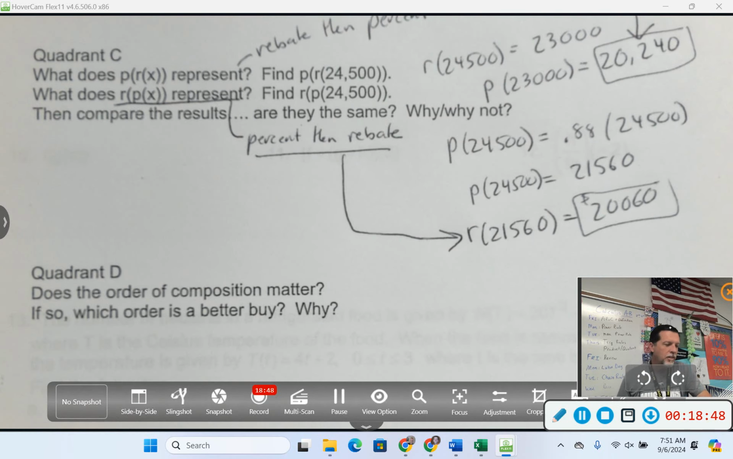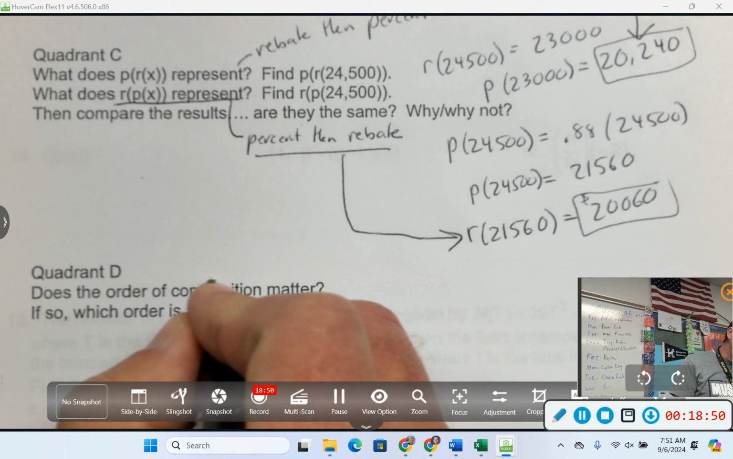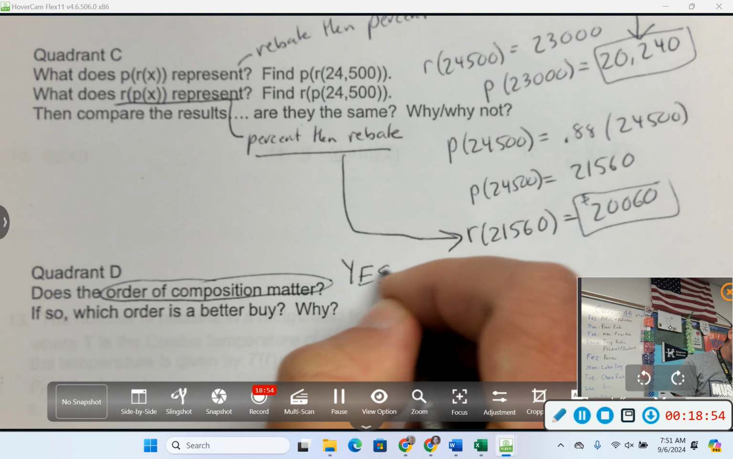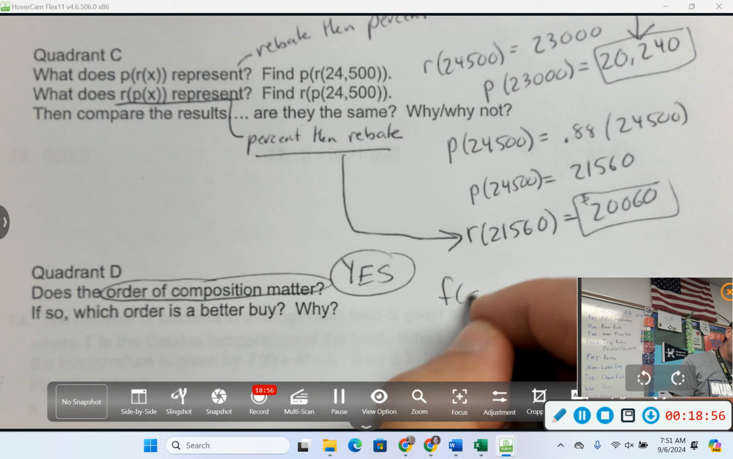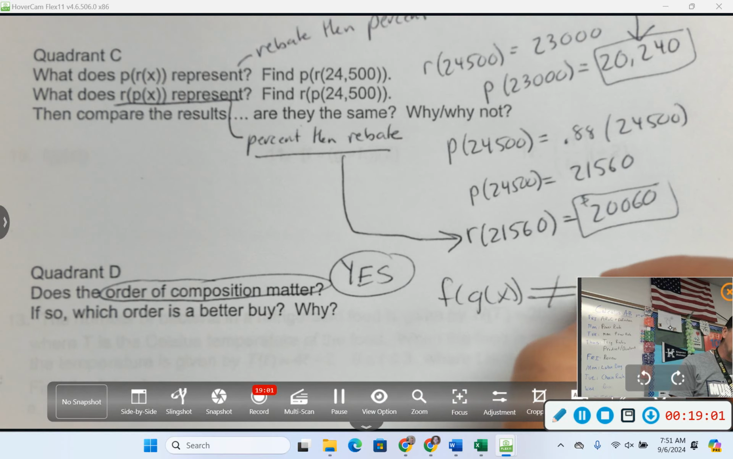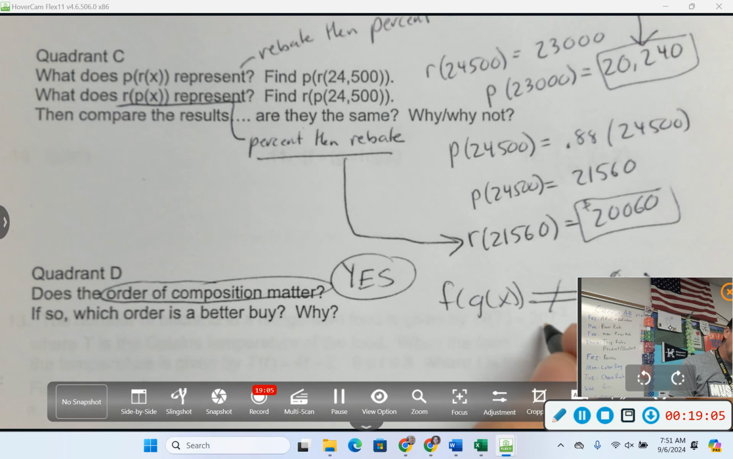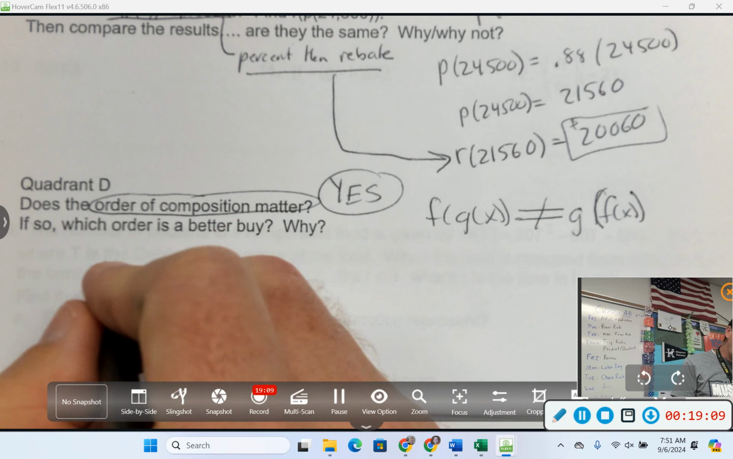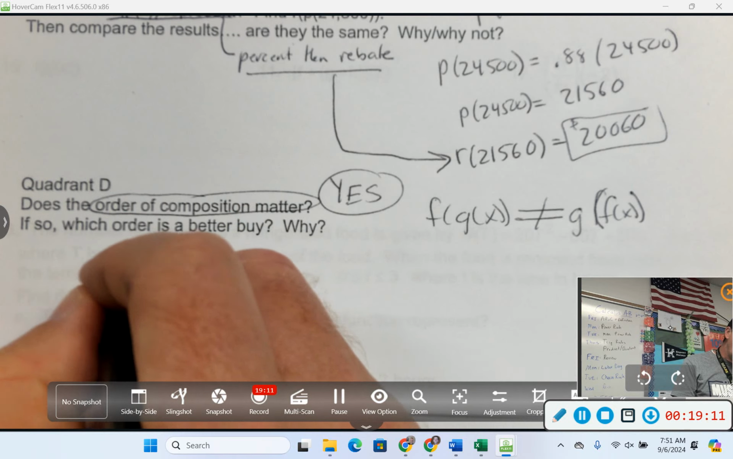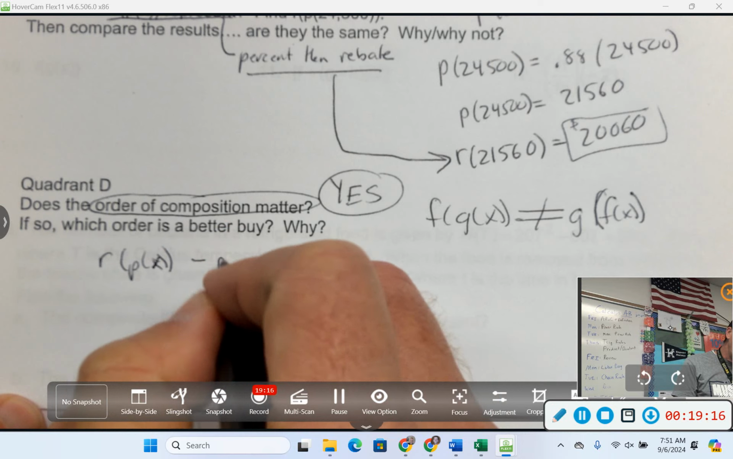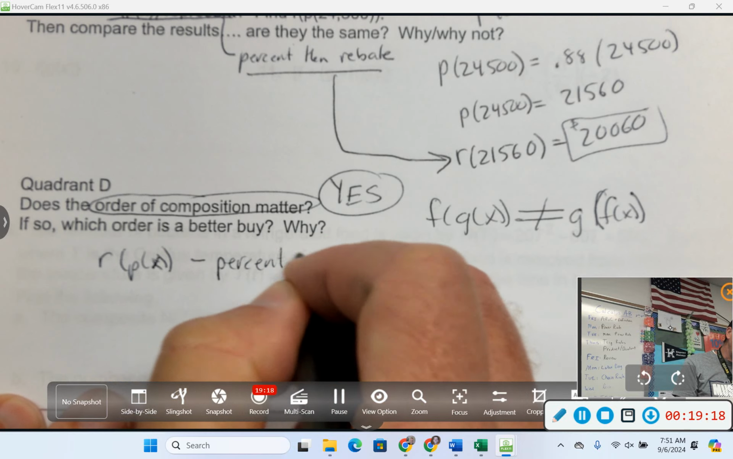The main point of this problem is, does the order of composition matter? Yes. F of g of x does not necessarily equal g of f of x. So R of P of X is which is a better buy. Let's see. R of P of X, percent first, is what we want to do.